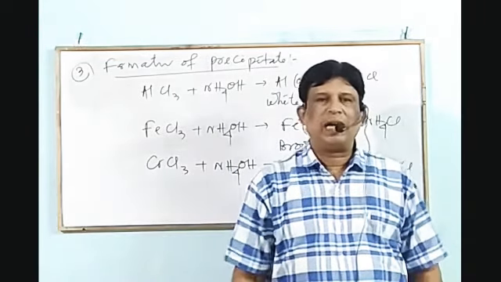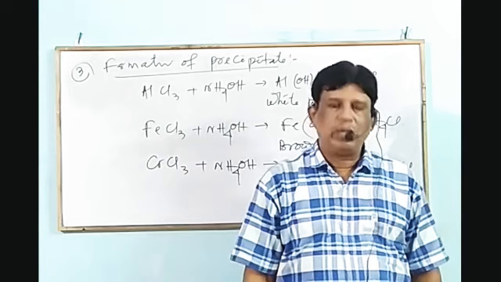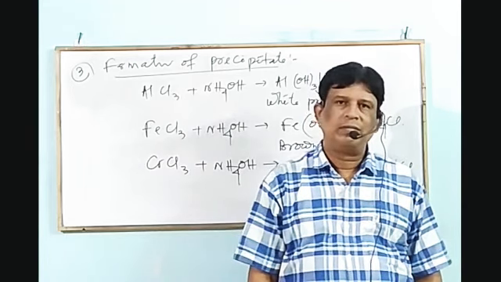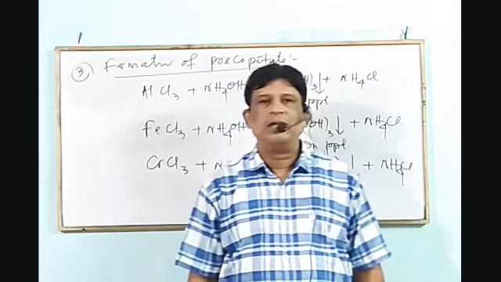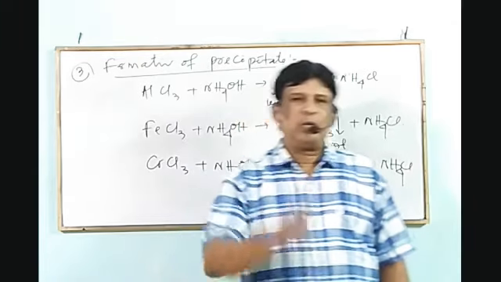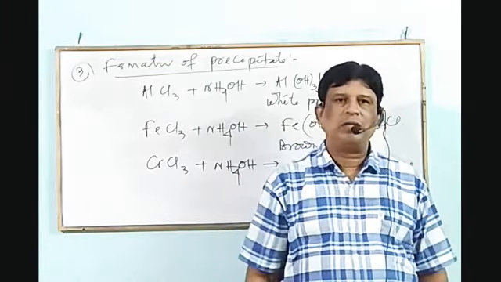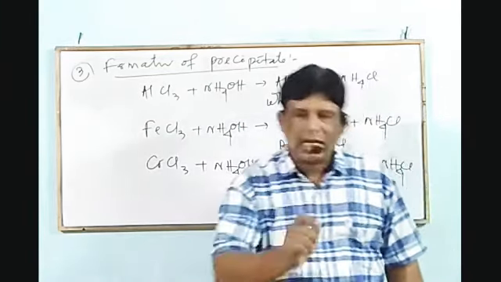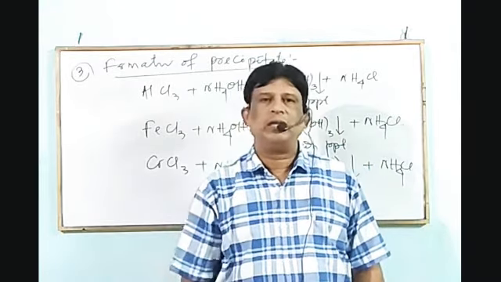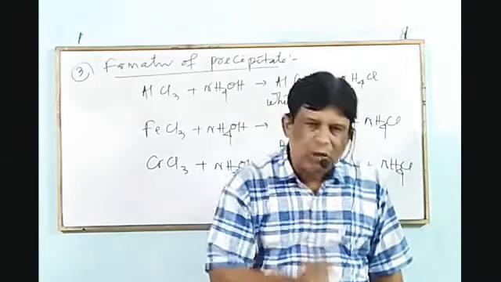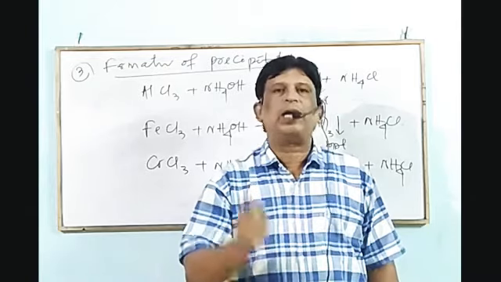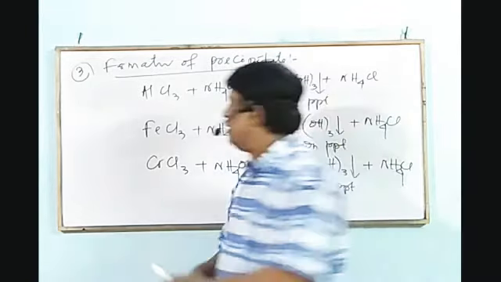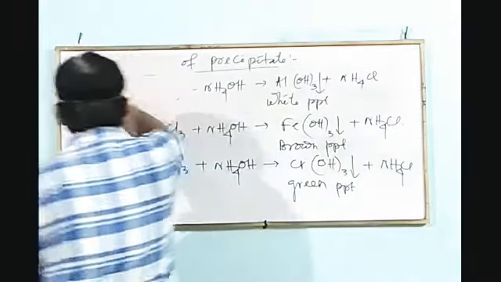Move to next chemical property, that is action with chlorine. Very, very important one. Two type of question is there, 2 mark question. What happens when excess ammonia reacts with chlorine? What happens when insufficient amount of ammonia reacts with chlorine? Mark that.